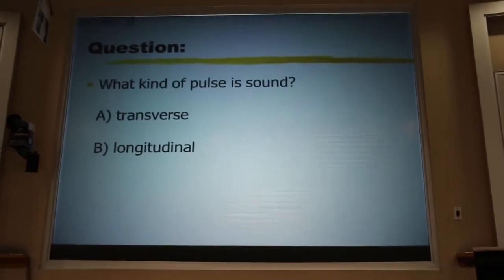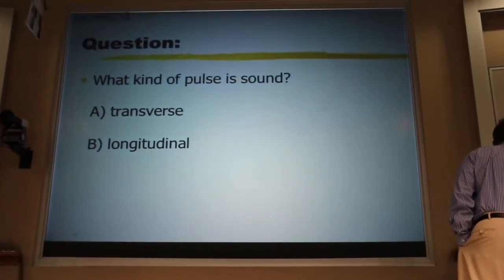What kind of pulse is sound? Is it transverse or longitudinal?